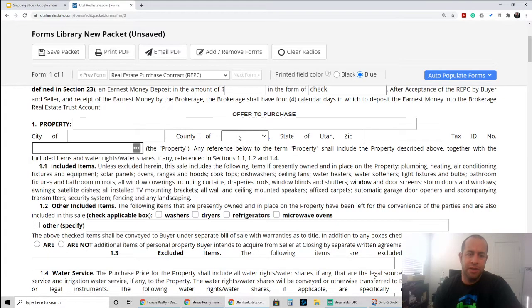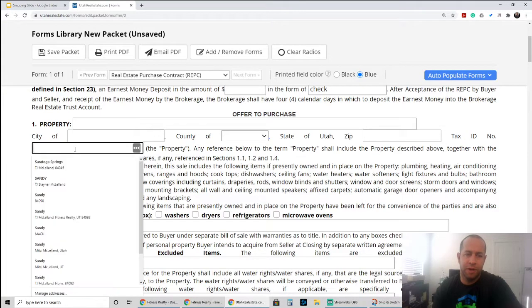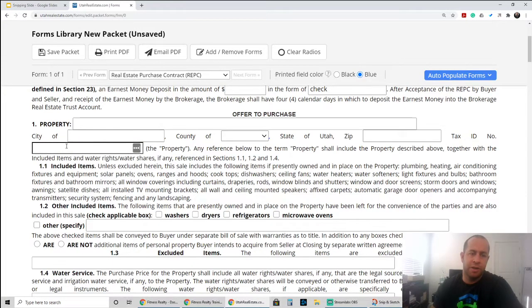All right, property, write the property address right here. City, write the city that you're going to put in there. County, self-explanatory. Zip code, self-explanatory. This box here is the tax ID number, right? So it says it right here. Tax ID number, put it there.